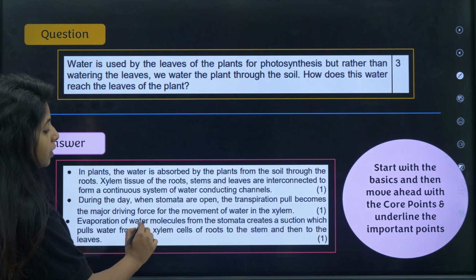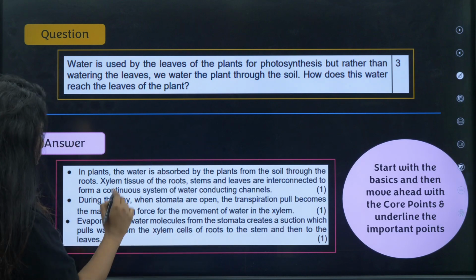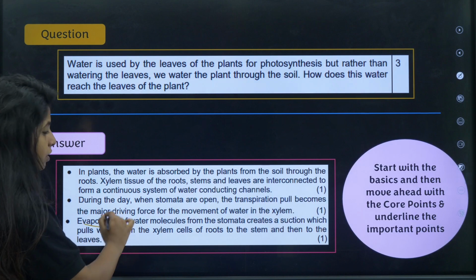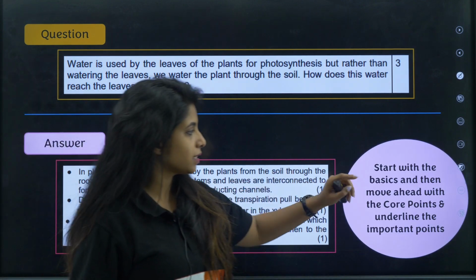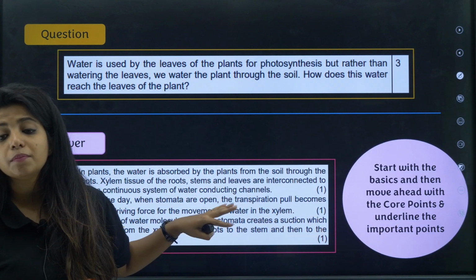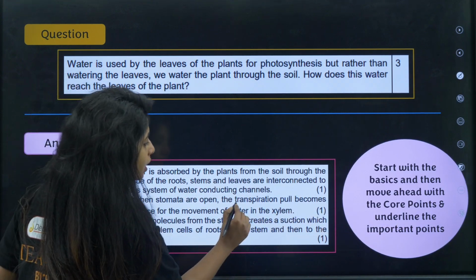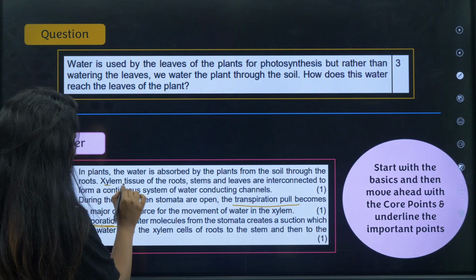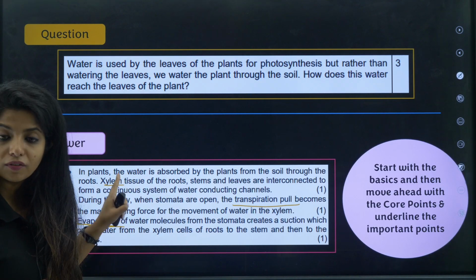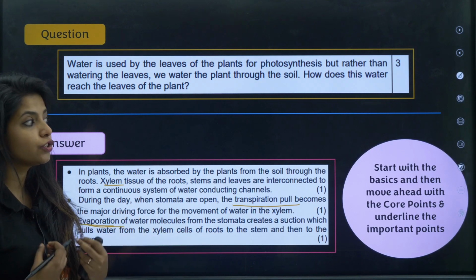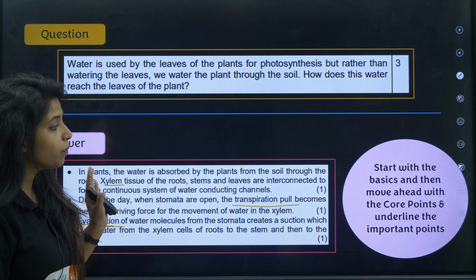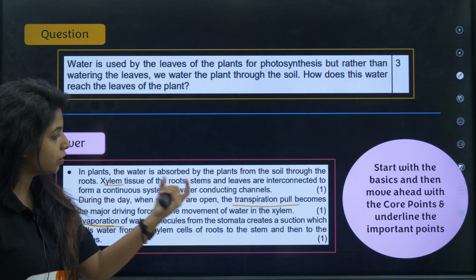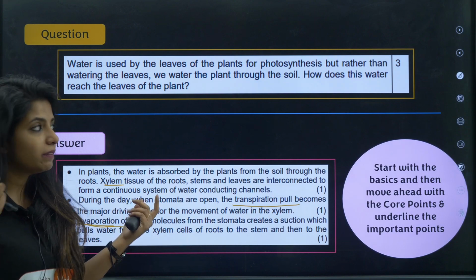The second thing we spoke about during the day: stomata are open, and transpiration pull becomes the major driving force. Why does this transpirational pull happen? Because evaporation is happening. So you are explaining the basics. Start with the basics and then move ahead with the core points. Underline the important terms, my dear children. Over here, underline transpirational pull, underline evaporation, underline xylem, because this is the core thing given in this answer. If you're underlining that, you are showcasing that you know this, and the teacher might not read the whole sentence as well. So the teacher gets the key points written over here, and she will also be happy.